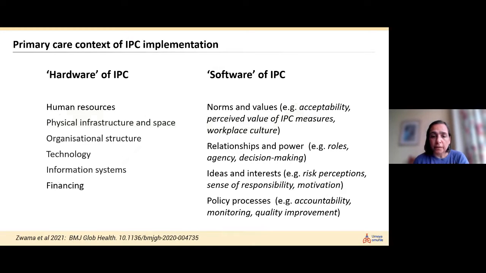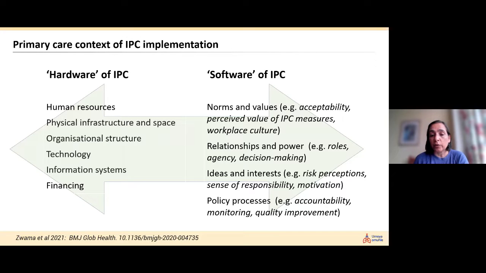Just click next. So this is what we found in a very early scoping review that we conducted at the outset of the project, reviewing the literature: most literature on TB IPC focused really on the hardware of IPC, and there was much less literature focusing on the software, but clearly there's a real interdependency between TB IPC measures and the broader health systems within which they're implemented.